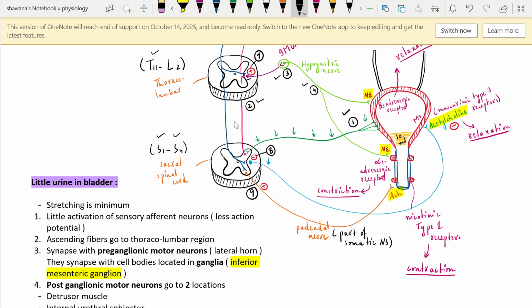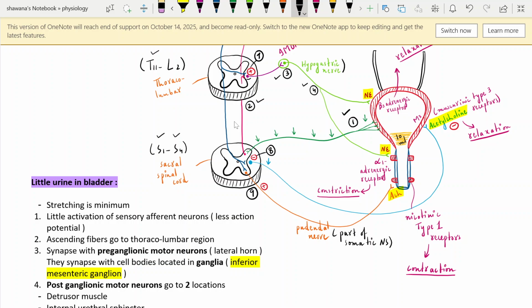The hypogastric nerve is responsible for carrying the postganglionic motor neurons, and they will synapse with two particular locations in the urinary system. First is the bladder, and to be more specific, they will synapse with the detrusor muscle, and the second is the internal urethral sphincter.